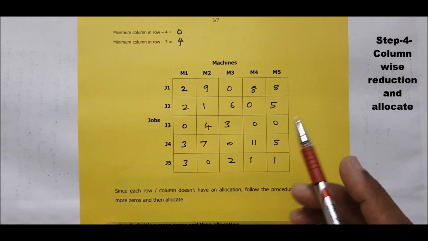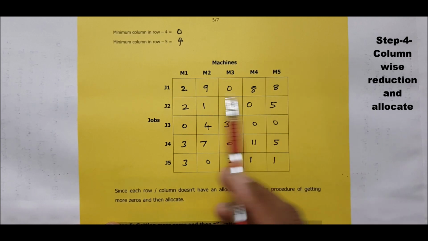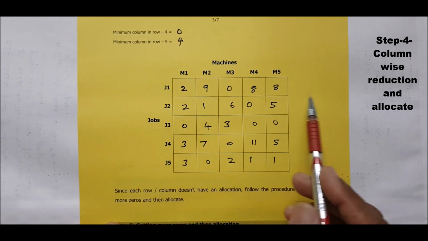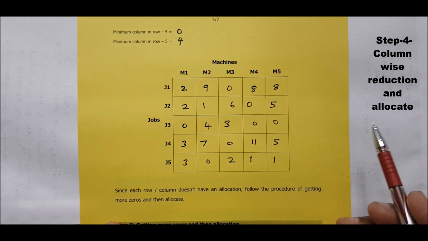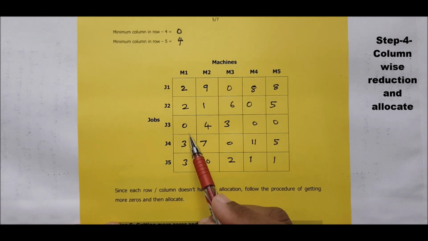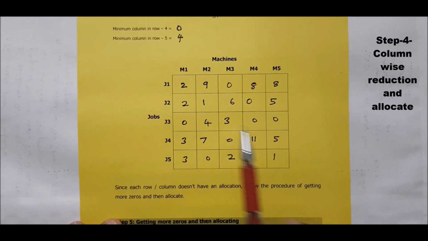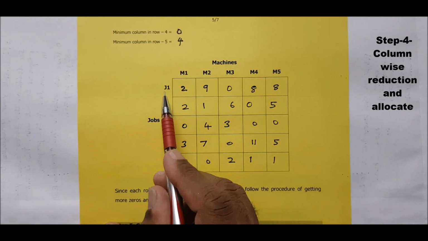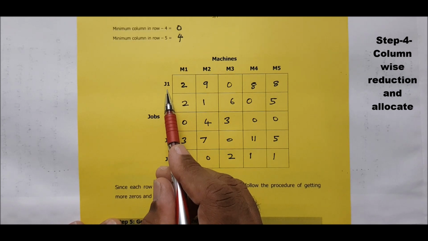And there is another thing which is called compulsory allocation. There are zeros, but there are no single zeros. Whether you see row wise or column wise, there are multiple zeros. Then it becomes compulsory. When you make a compulsory allocation, you have to cancel both the row and column. This does not happen in this problem, but just make a note of it.